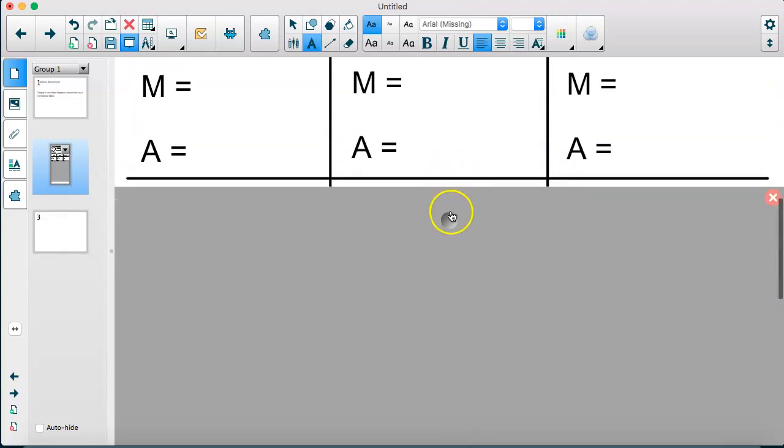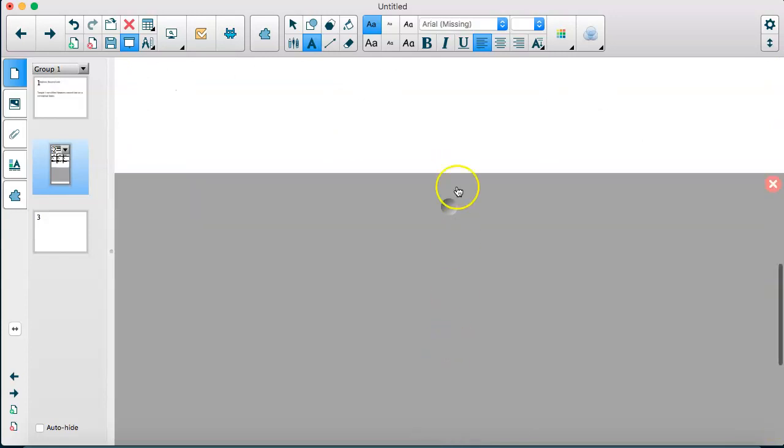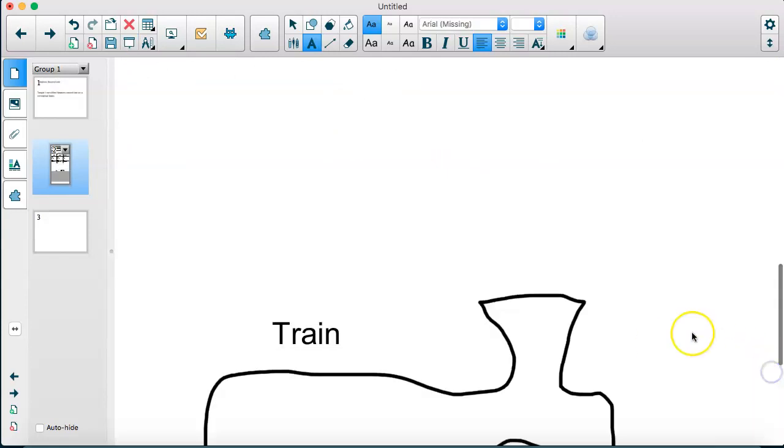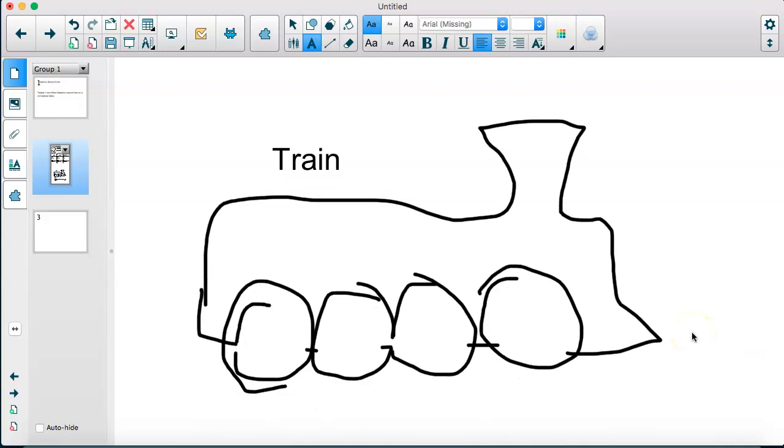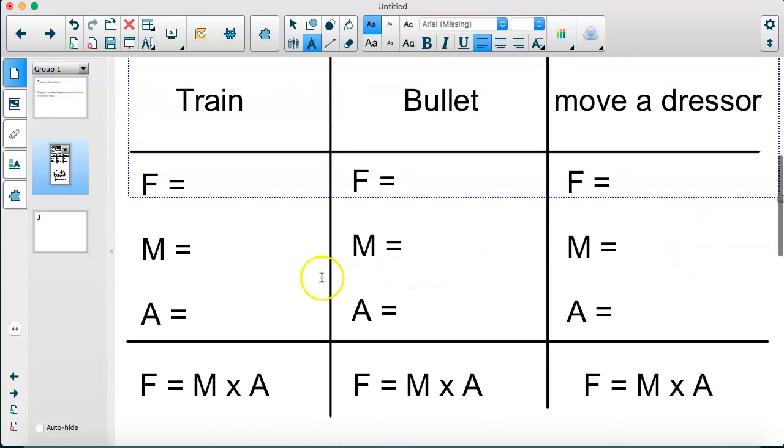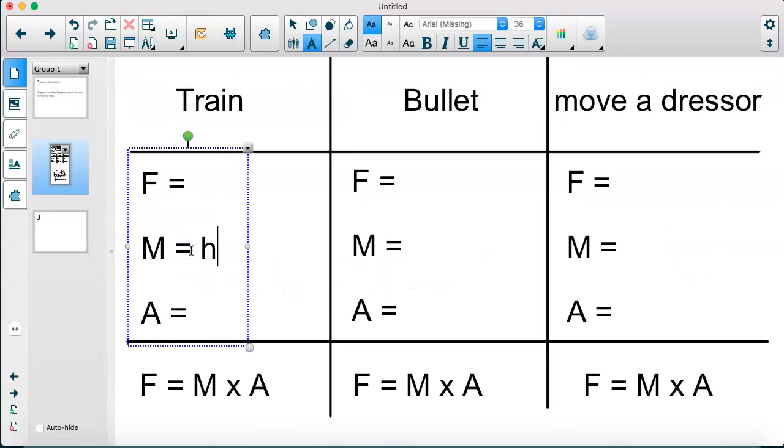All right. So first things first, let me just pull up the picture. I think I can get rid of this now. Here's a simple picture of a train. You may have seen a train in real life, or you may have seen pictures of trains. Are trains very big? Do you think trains have a lot of mass or very little mass? Trains have a lot of mass. They're huge. So I'm going to write in that the mass is high.